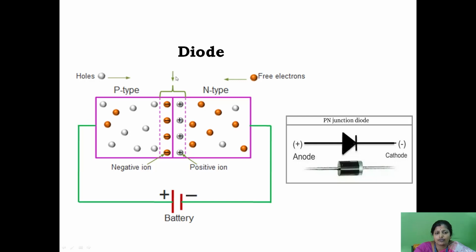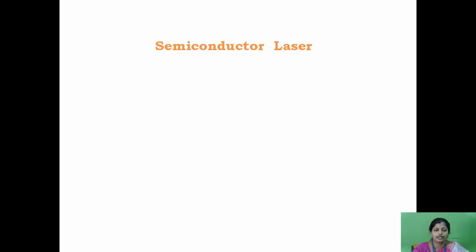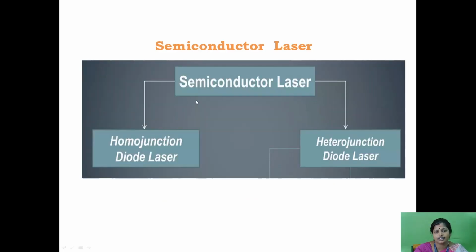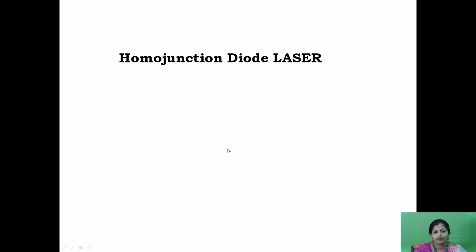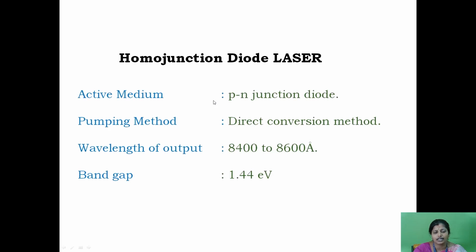This is one type of diode laser, where laser beams are produced. This concept is applied in the semiconductor laser. There are two types: homojunction and heterojunction diode laser. For the homojunction diode laser, three major characteristics are given.